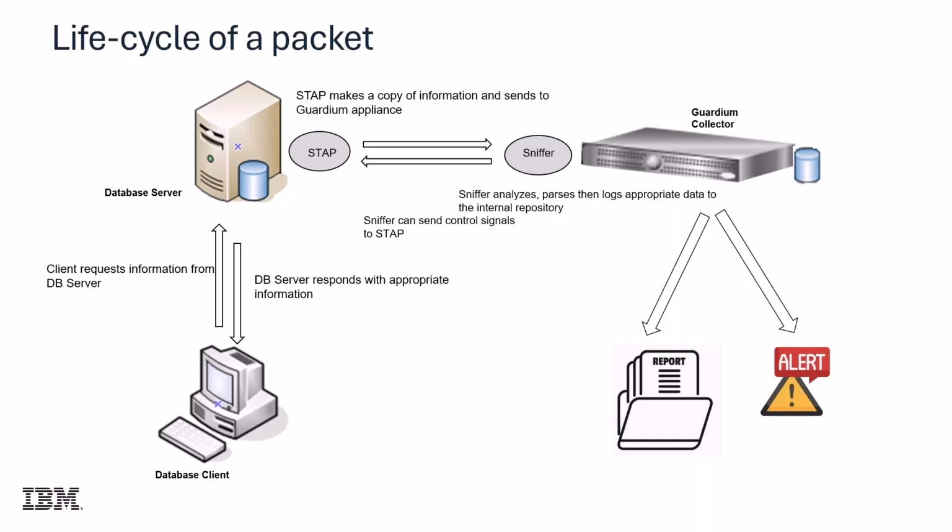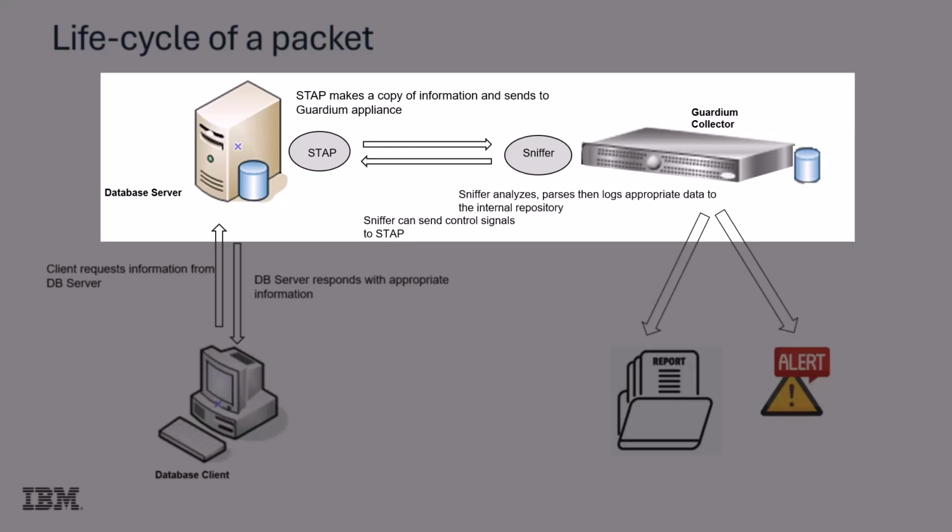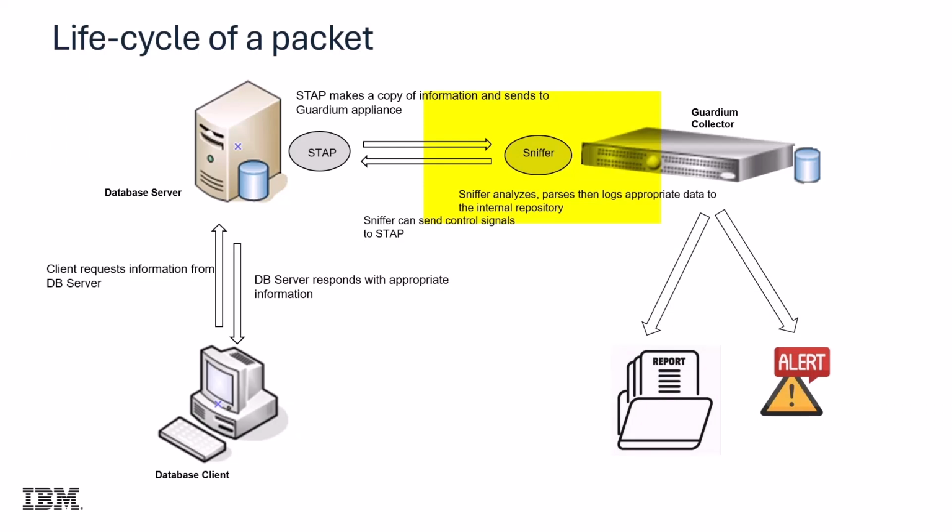STAP is a lightweight agent installed on the operating system where the database is installed. It copies the traffic between the client and the server, and sends this copied data to the Guardium appliance for further analysis. The sniffer on the Guardium collector receives the copied data from the STAP. It analyzes, parses, and logs relevant information into the Guardium's internal database.